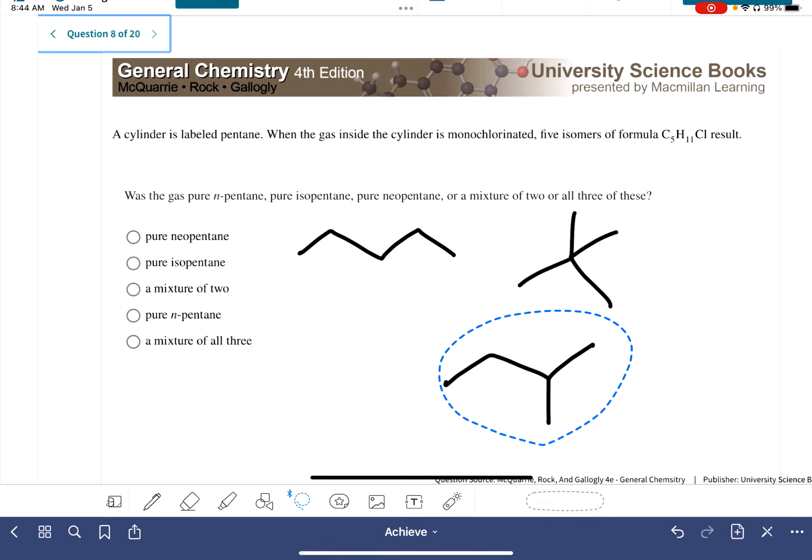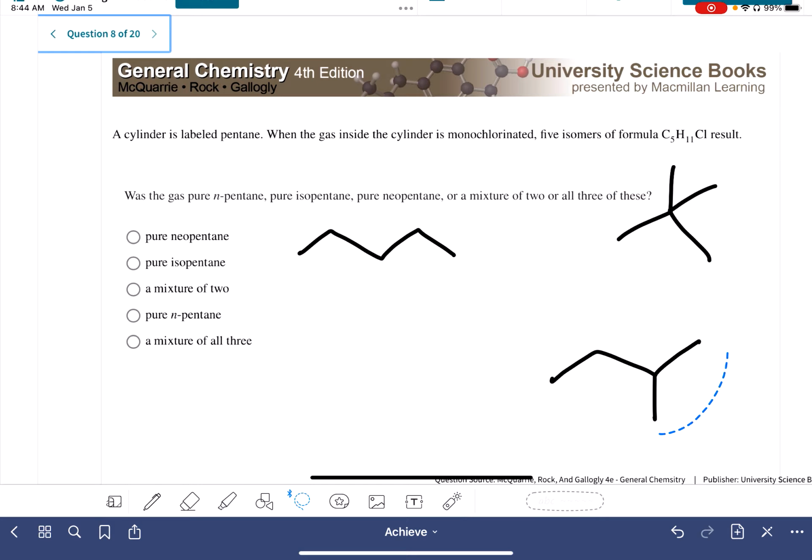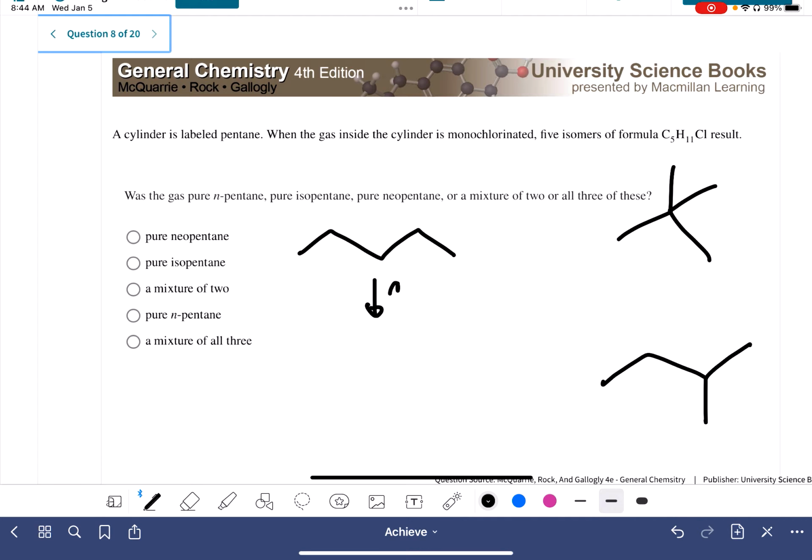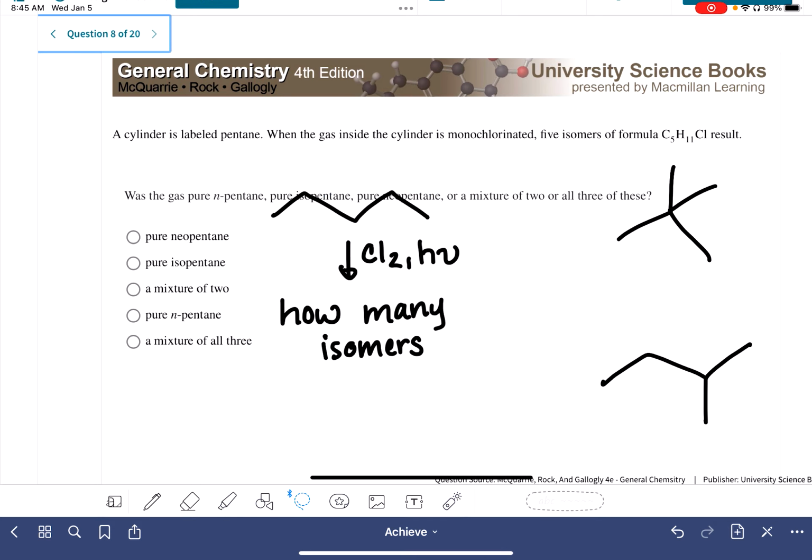The way that I would solve this problem is I'm just going to move these 2 out of my brain. I would monochlorinate n-pentane first, and I would ask myself, if I'm going to do chlorination of this one, how many isomers can I make? And we're only thinking about constitutional isomers. We're not thinking about stereochemistry at all. So how many isomers can I make from this one?